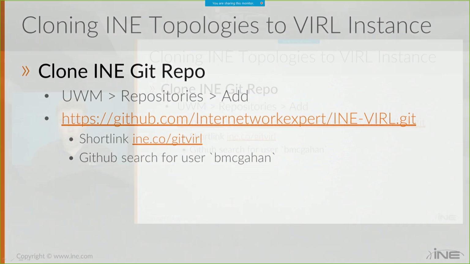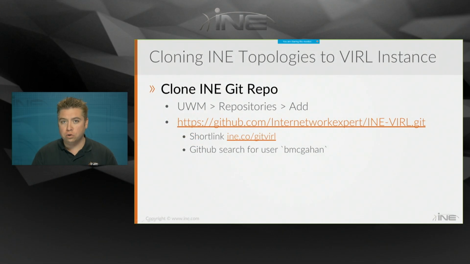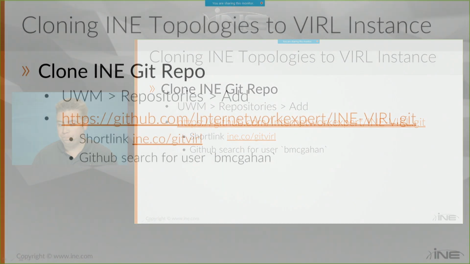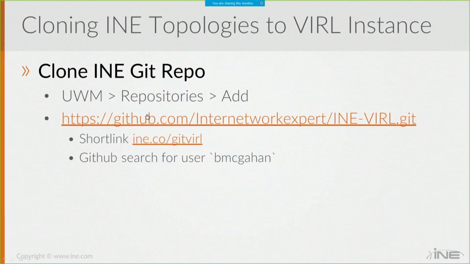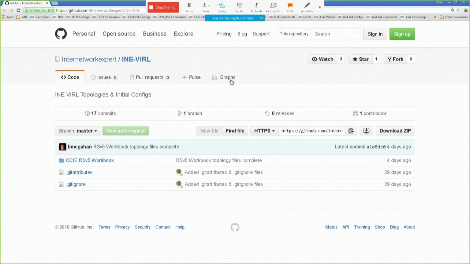Or if you just follow this short link here, which is ine.co/gitvirl. Or if you just go to github.com and search for my username, which is McGahan, you'll see it's one of the only repos that I have contributed to, which is ine-virl. So basically, you just want to copy this particular string. So let me open that up here. Okay, and the specific string is going to be here under HTTPS, so just copy that to Notepad.